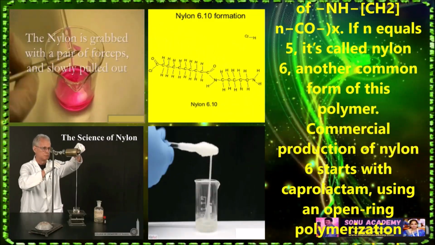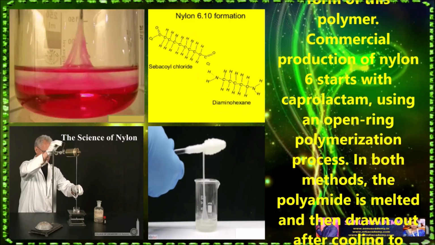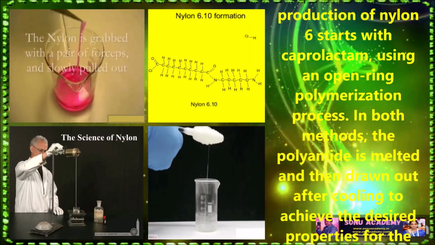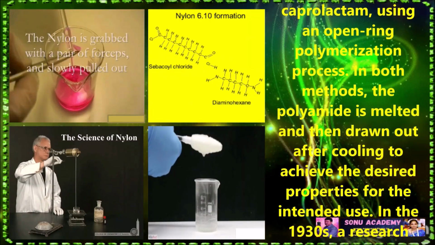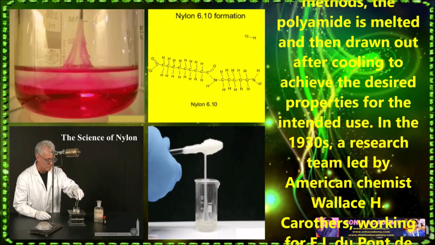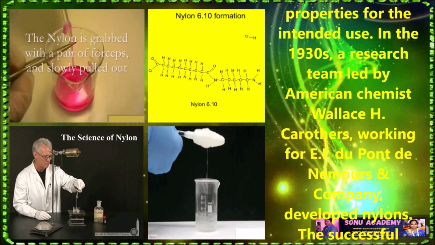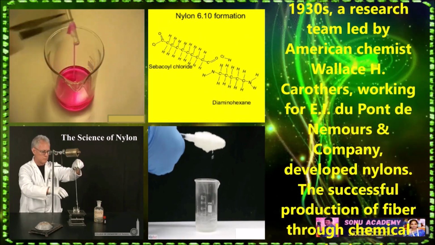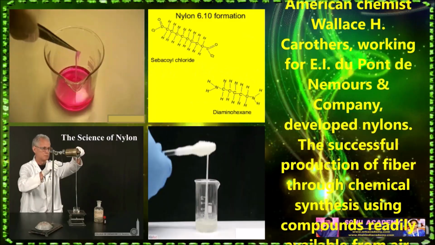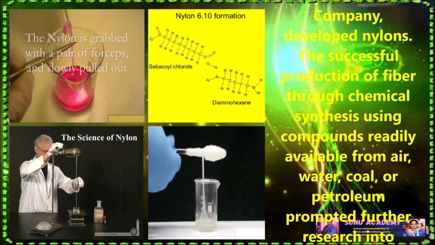Commercial production of nylon 6 starts with caprolactam using a ring-opening polymerization process. In both methods, the polymer is melted and then drawn out after cooling to achieve the desired properties for the intended use. In the 1930s, a research team led by American chemist Wallace H. Carothers, working for E.I. DuPont de Nemours company, developed nylons.